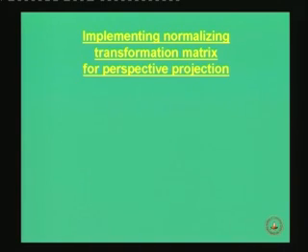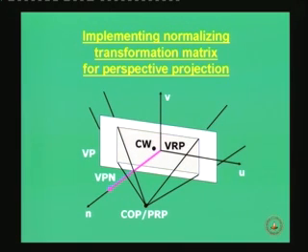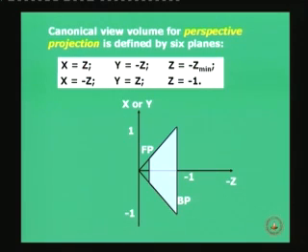In the time remaining, we will quickly go through the perspective transformation matrix for normalizing transformation, and the steps are almost similar to the case of parallel projection, only now the canonical view volume will have a different shape. It is like a pyramid, unlike the rectangular parallelepiped in the case of parallel projection. So, these are the equations of the 6 planes we talked about in the case of perspective projection. So, it is forming a pyramid.